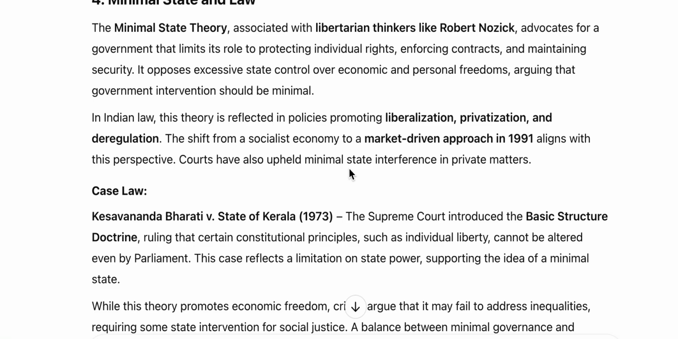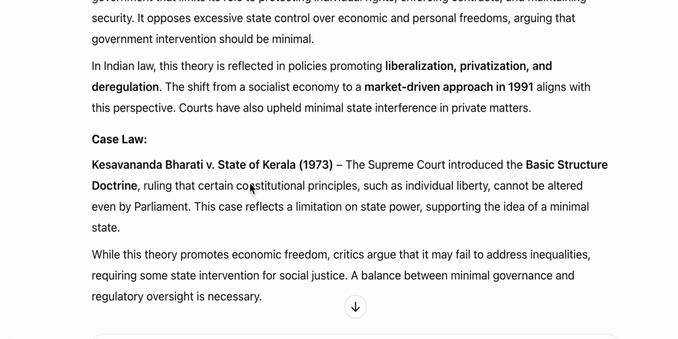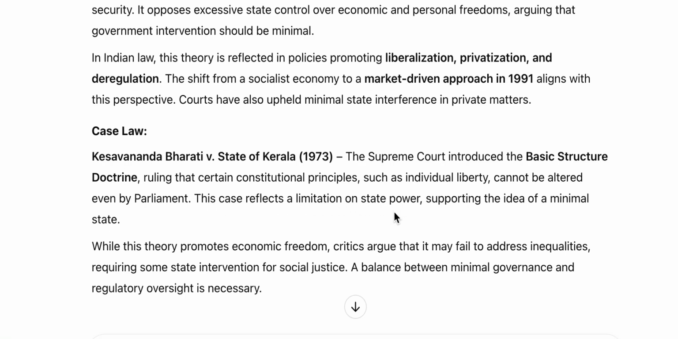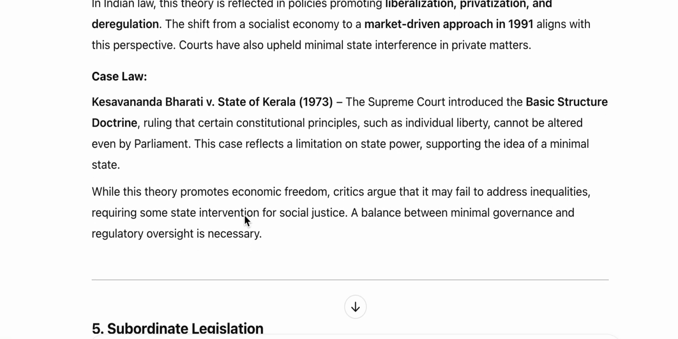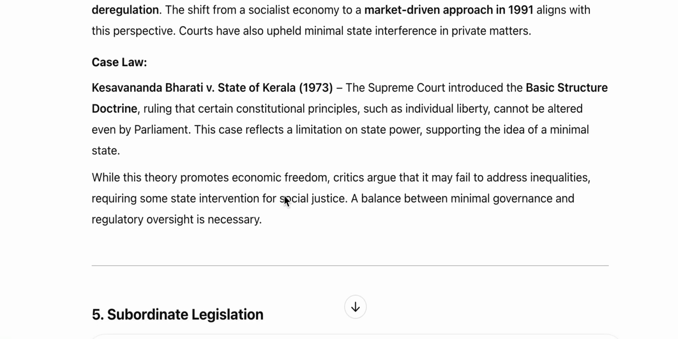Courts have also upheld minimal state interference in private matters. For example, in Kesavananda Bharati versus State of Kerala, the Supreme Court introduced the basic structure doctrine, ruling that certain constitutional principles, such as individual liberty, cannot be altered even by Parliament. This case reflects a limitation on state power, supporting the idea of minimal state. While this theory promotes economic freedom, critics argue that it may fail to address inequality, requiring some state intervention for social justice. A balance between minimal governance and regulatory oversight is necessary.